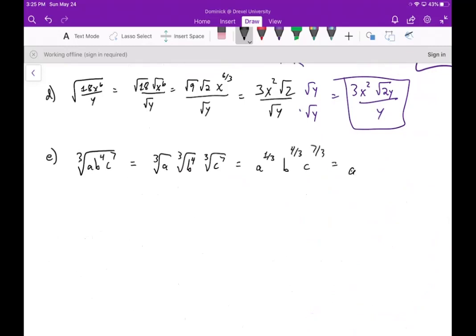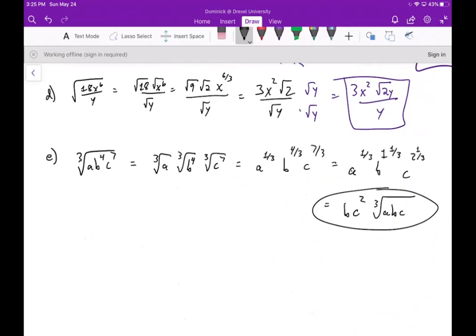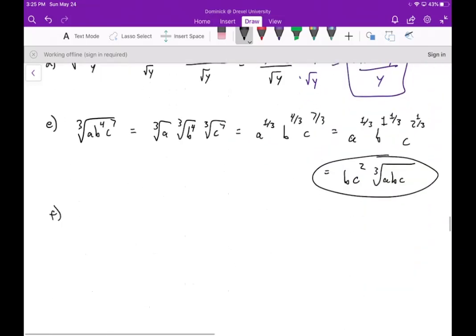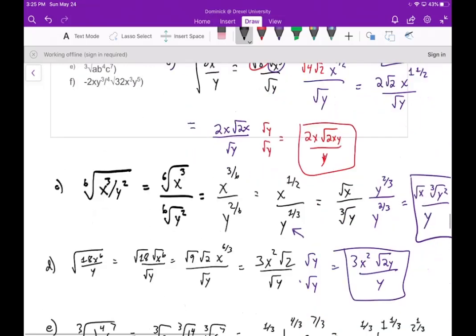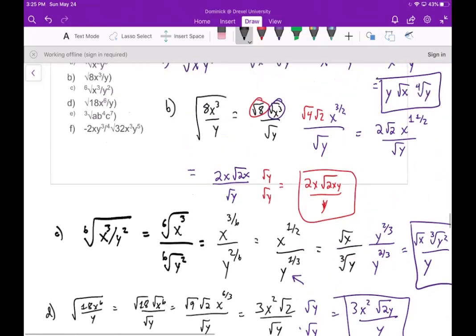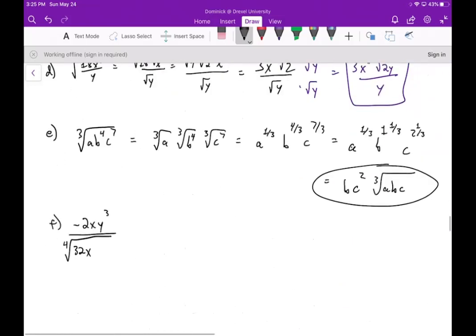If we write all these as mixed numbers, I'm going to get b to the 1 1/3. I'll get c to the 2 1/3. So it looks like my wholes are b to the 1st and c squared, and then I'm going to get a cube root of abc. Okay, and then last but not least, part F, we have a negative 2xy to the 3rd over a 4th root of 32x to the 3rd y to the 5th.